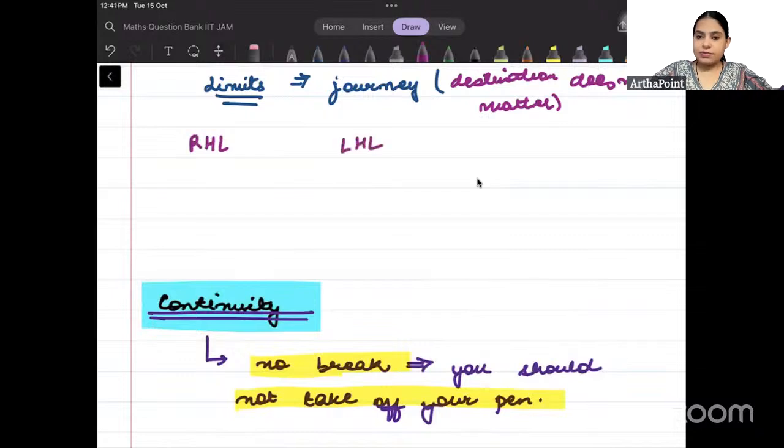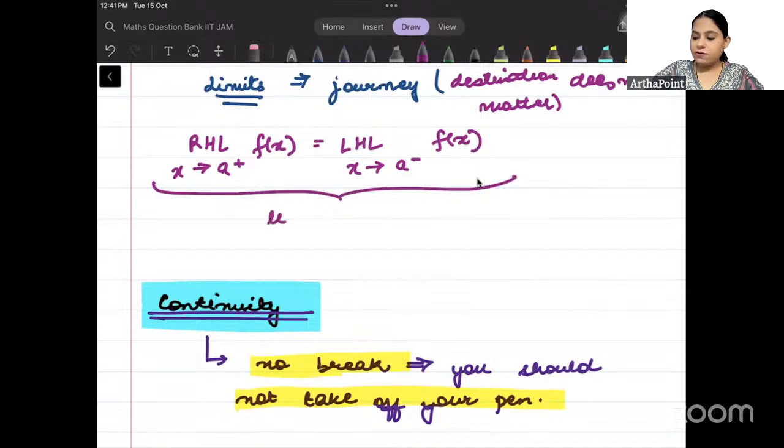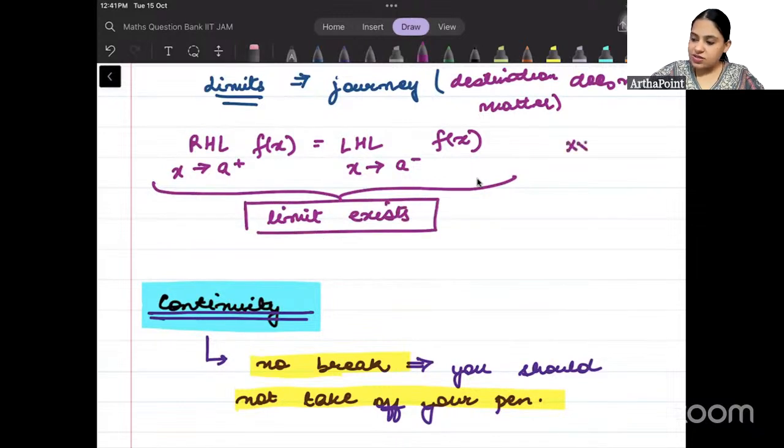That means we approach a number by taking numbers lesser than it. We approach towards a number by taking numbers a little more than it. And we see how my function reacts. And if these two were equal to each other, we said that this is where the limit exists. We were not concerned with the value of the function at a. We were not finding the value of the function at a, right?